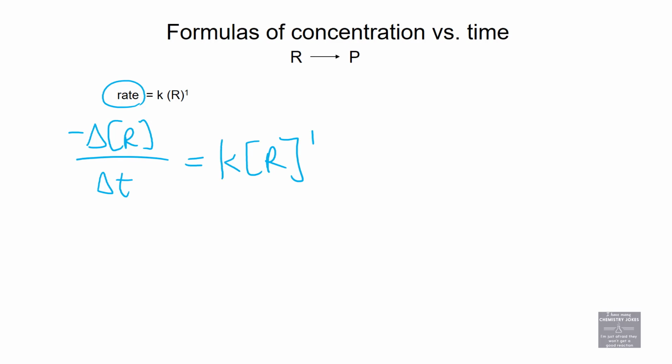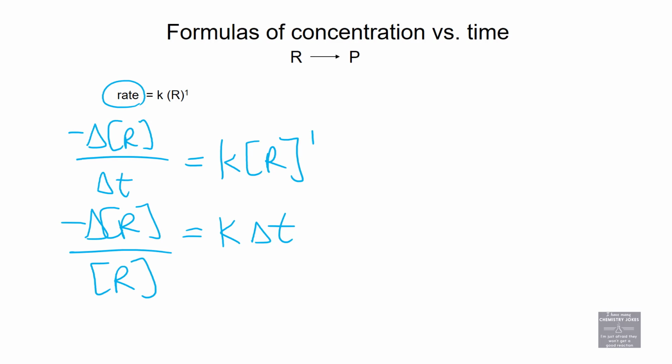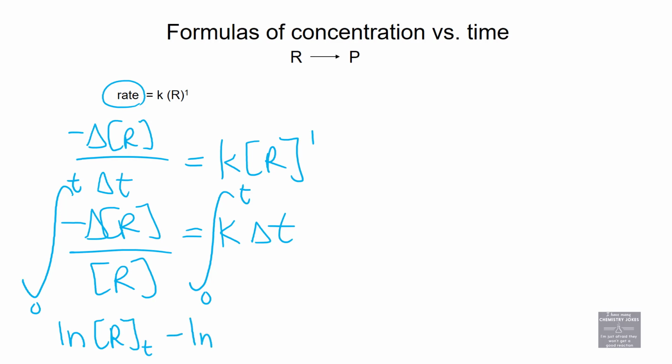So if I rearrange this equation to put k delta T on one side and delta R over R on the other side, and if I integrate this equation, don't lose me, don't let me lose you. Integrate this equation from time 0 to time t. This integrated equation simplifies to the ln of R at time t minus the ln of R at time 0 is equal to negative kt.